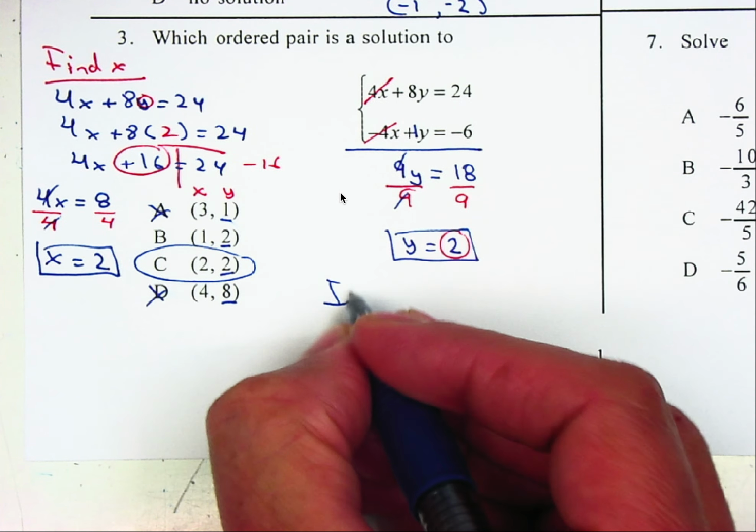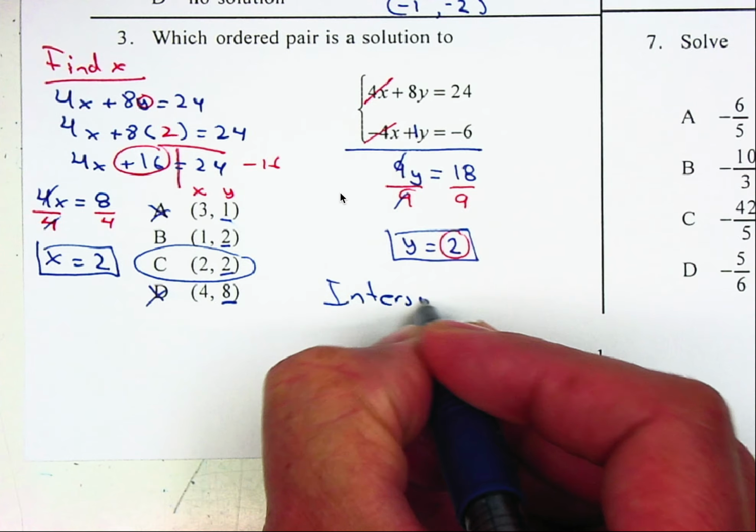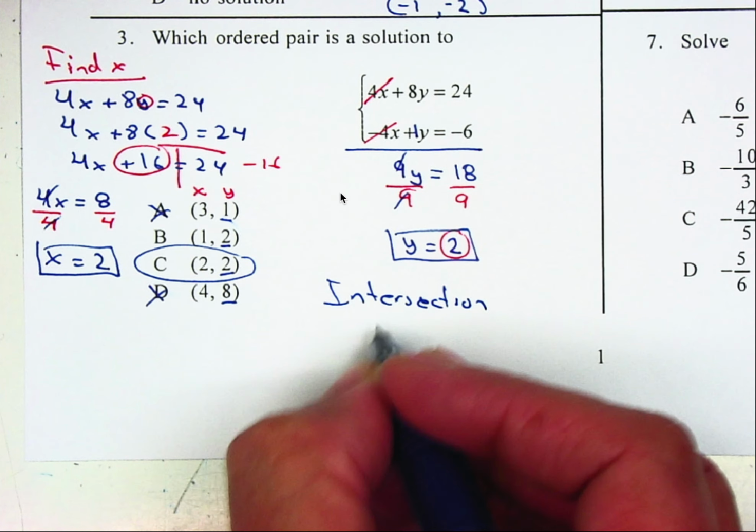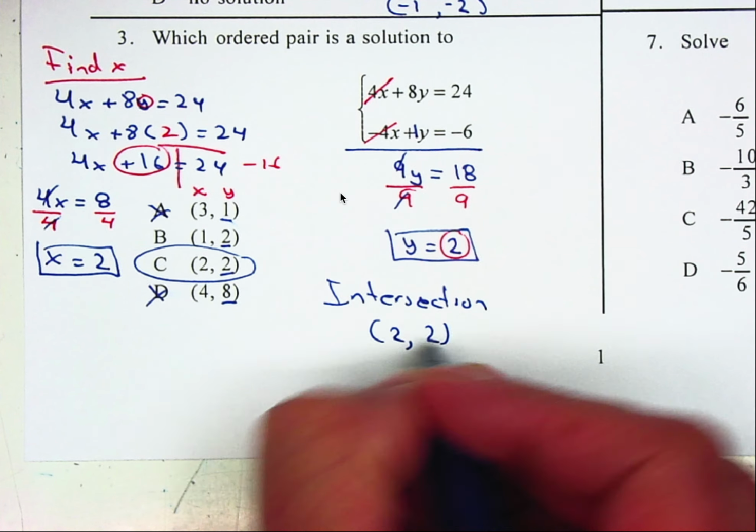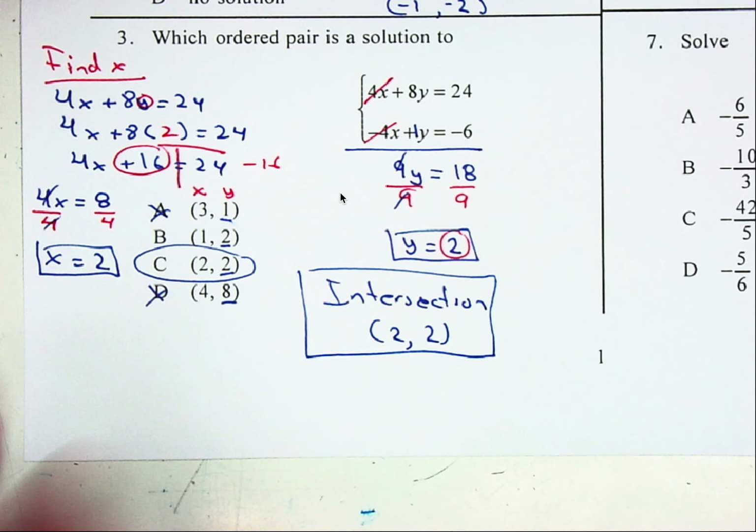My intersection is going to be a point. X value is 2, y value is 2. But in this case, my answer is C.